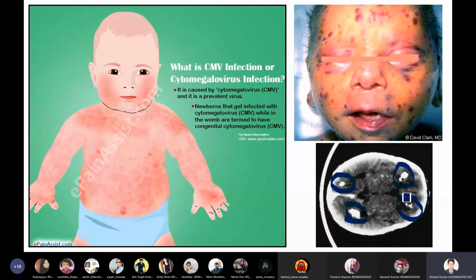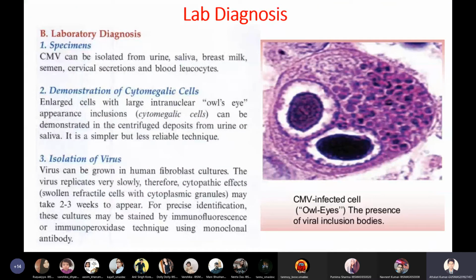Usually the primary candidates that will be susceptible to the virus are babies. So babies will get affected by the cytomegalovirus infection, and they will die very early at a young age. Coming to the lab diagnosis of cytomegalovirus. The specimens of choice are urine, saliva, breast milk, semen, cervical secretions, and blood leukocytes, which we can collect to detect the cytomegalovirus.